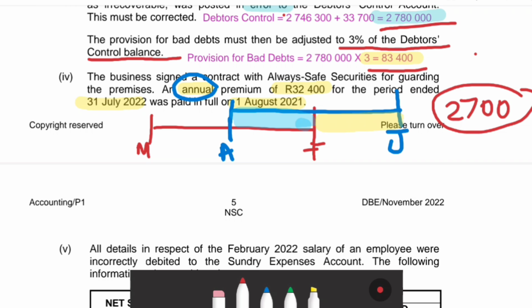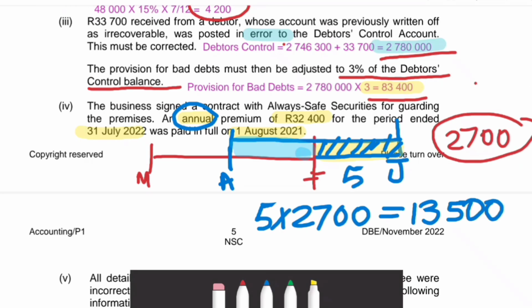So now I can just count the months that don't belong in my financial year and get rid of them from my income statement. This would be from March 2022, right? So we are looking at this period that we want to get rid of. This would be from March 2022 because our financial year ends February 2022 all the way to July 2022. And that works out to be a total of 5 months. So if you work out what is the value of the 5 months, you'll say 5 multiplied by 2,700 and you will get 13,500.